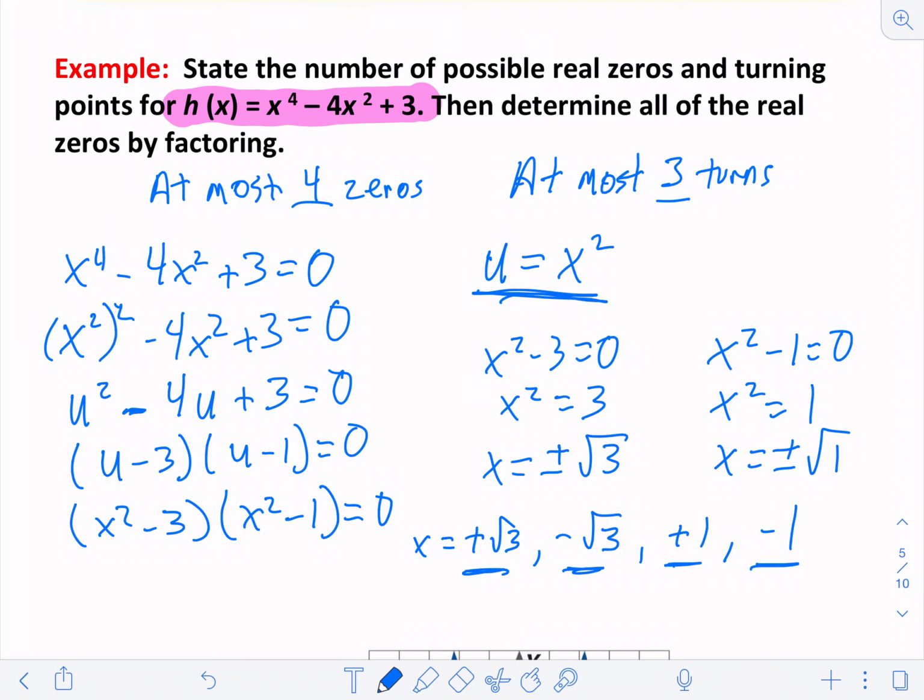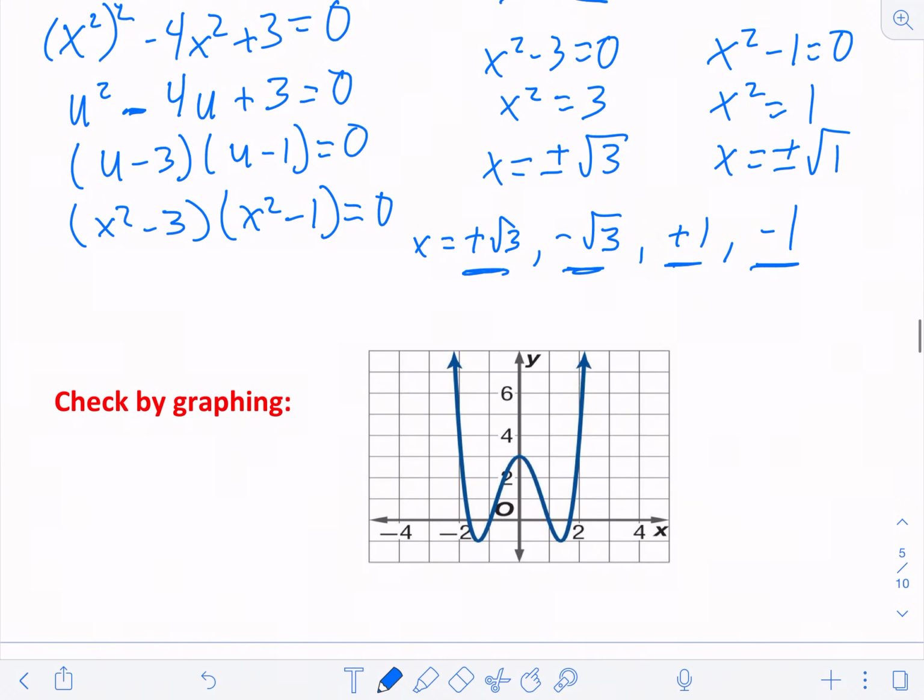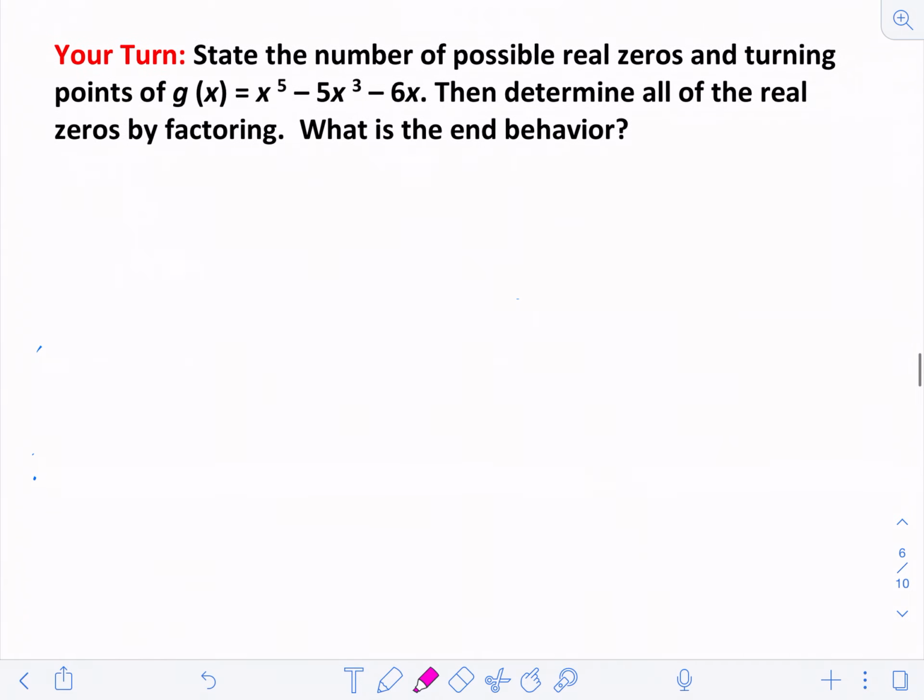If you plug this into a graphing calculator, you're going to get a graph looking like this. And if you look at where it crosses the x-axis, at almost 2, which is the square root of 3, negative 1, positive 1, and then almost 2, which is the positive square root of 3. So those are my 4 zeros, and I verified that using graphing. So let's let you take a shot at this here.